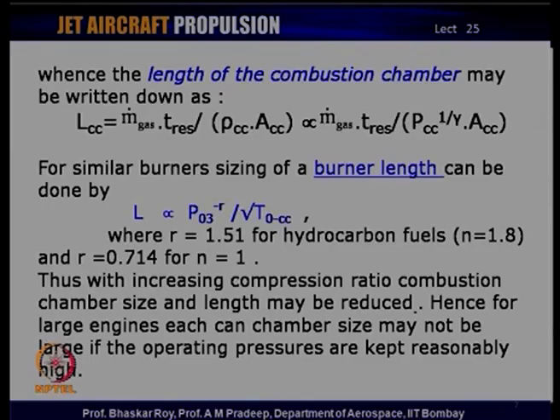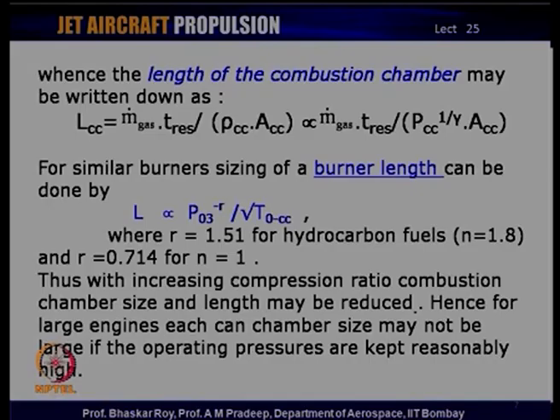Now, by increasing the compression ratio, the combustion chamber's size and length may be reduced. This is something we are discussing: if you have a high compression ratio, the combustion process can be faster and the heat release rate can be higher, and then the combustion chamber size and length can be reduced. As a result of this, we can say that for large engines, if you consider each can as a combustion chamber, each can's size may not be large if the operating pressures are kept reasonably high.